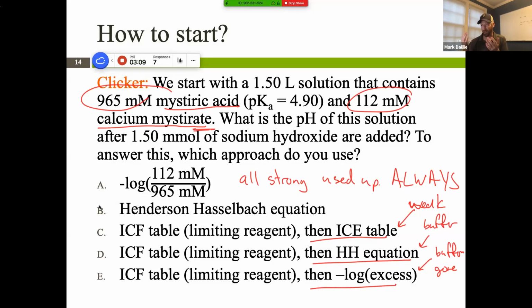So in this one, can we eyeball it? Do we think we're going to have a weak afterwards? Do you think we're at the equivalence point? Do you think we're going to have a mixture? Do you think we're only going to have a strong left? Is it possible to guess?